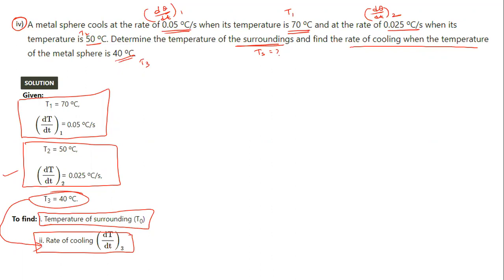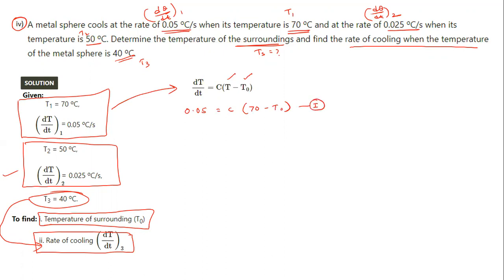Then by Newton's law of cooling, dT by dt is directly proportional to T minus T0. So T is the temperature and T0 is the surrounding temperature. Temperature of body minus surrounding temperature. C is a constant of proportionality. We can use K for that also. Now the formula we have to use for case number 1. So by this case, we can write this dT by dt 0.05 is equal to C, T means T1 is 70 and T0 we have to find out. So this is equation number 1 we get.